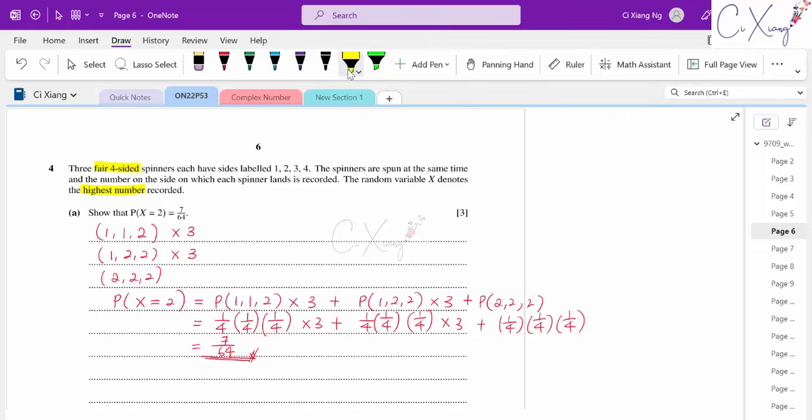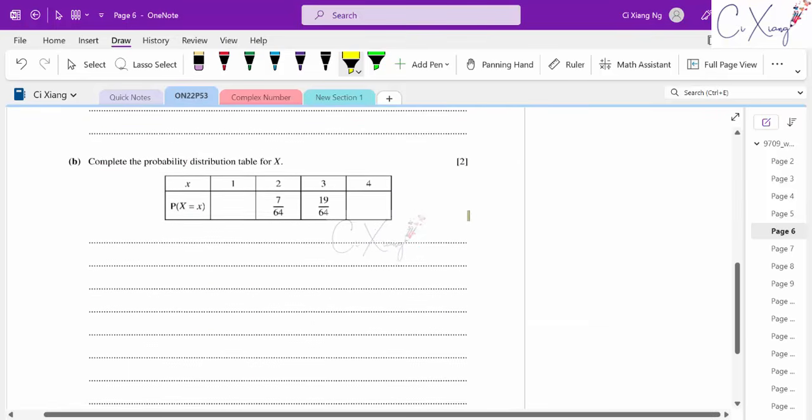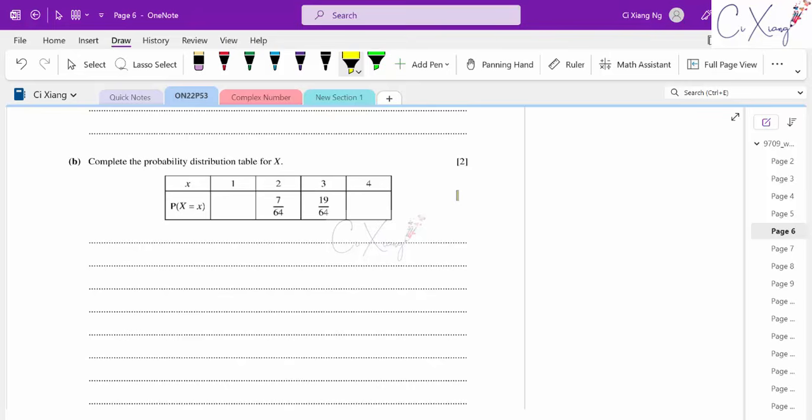Right, so this is how we get the answer for this part A. And now we can proceed to part number B. For part number B, they want us to complete the distribution table for x. From here, they show us very clearly that we have x equals 1, x equals 2, 3, and 4. And the probability for 2 and 3 is given.